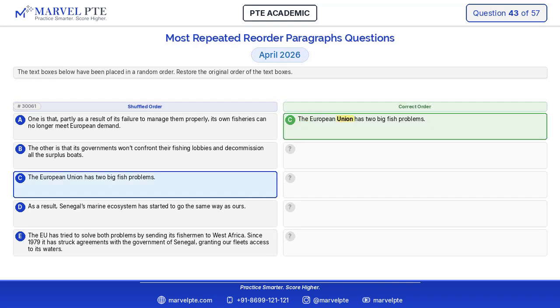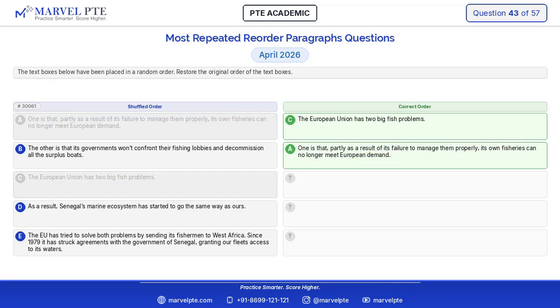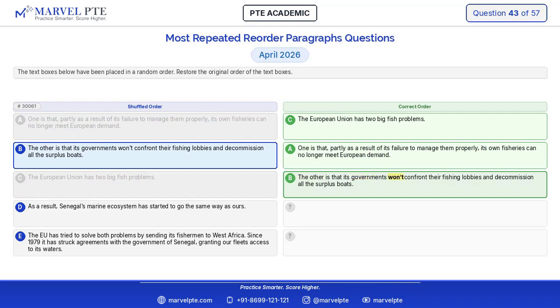The European Union has two big fish problems. One is that, partly as a result of its failure to manage them properly, its own fisheries can no longer meet European demand. The other is that its governments won't confront their fishing lobbies and decommission all the surplus boats.